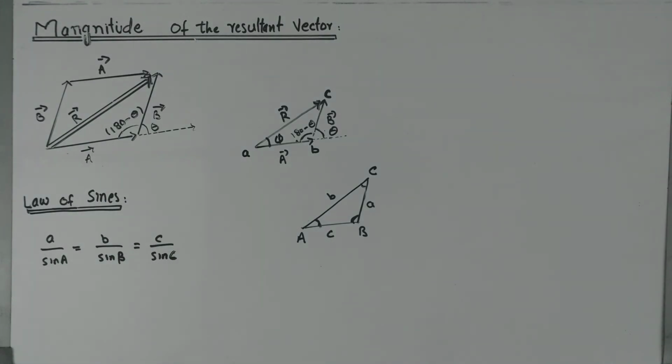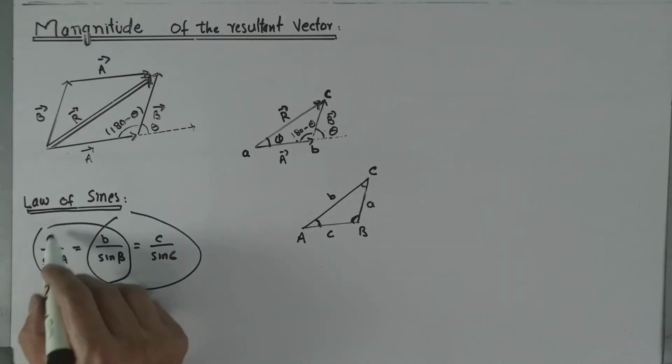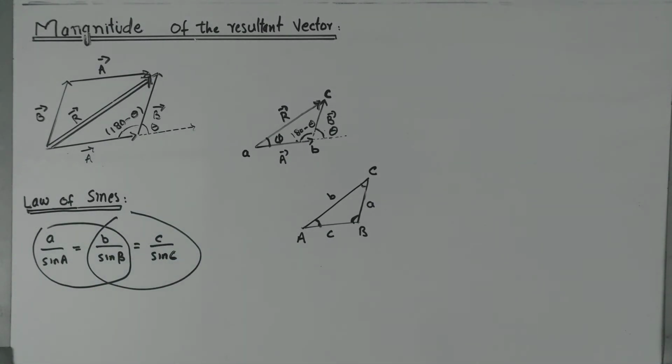upon sine C. As I have already mentioned, this is also used for the solution of the triangle. If you want to find the solution of the triangle in any angle, in this case we can take this pair, or this pair, or this one. So three pairs can be used for the solution of this triangle.